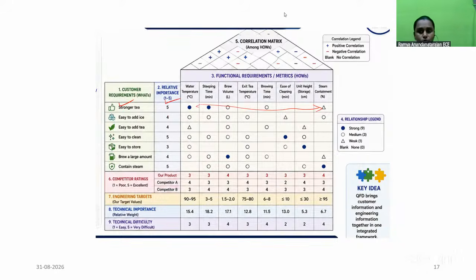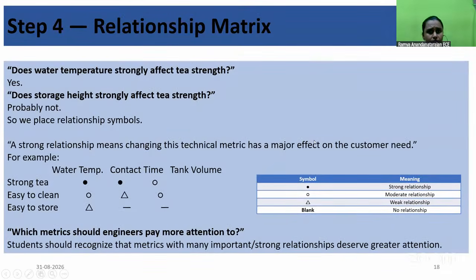The next step will be to form the relationship legend. So next is the relationship matrix. We are going to classify into 4 categories. That is, strong relationship is the first category, moderate relationship, weak relationship, or no relationship. These are the 4 categories.